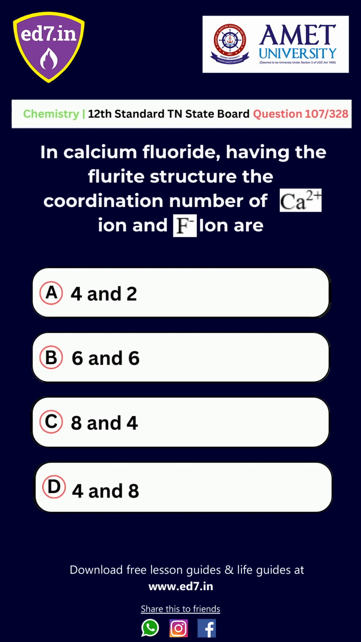Question number 107. In calcium fluoride having the fluorite structure, the coordination numbers of Ca2+ ion and F- ion are: option A, 4 and 2; option B, 6 and 6; option C, 8 and 4; option D, 4 and 8. The correct option is option C, 8 and 4.